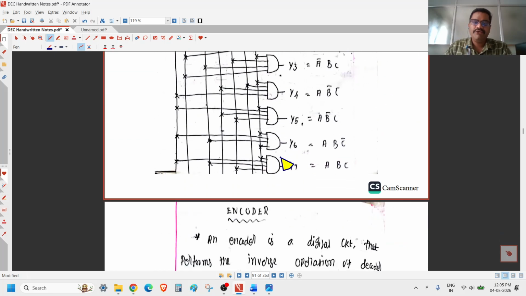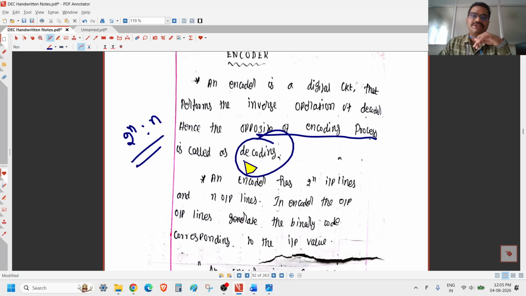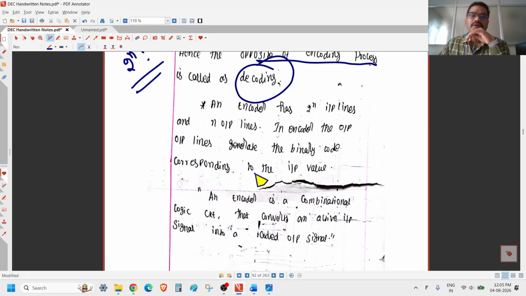Okay, so next we are going to discuss the encoder concept, just the opposite of the decoding process. Again, you know that the encoder means a 2 power n to n concept, right? An encoder is a digital circuit, that is a combinational logic circuit, that performs the inverse operation of the decoder. Hence the opposite of the encoding process is called decoding, right? In terms of input and output, an encoder has 2 power n input lines and n output lines. In an encoder, the output lines generate the binary code corresponding to the input value.